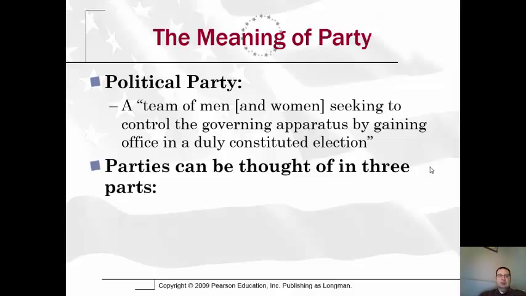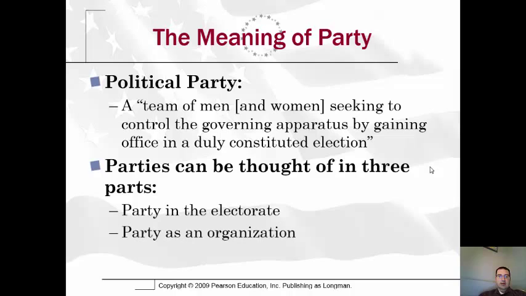One really useful device to think of parties is this theory that parties operate in three ways: party in the electorate, party as an organization, and party in government. So parties work in three different ways, and we'll look at those ways right now.